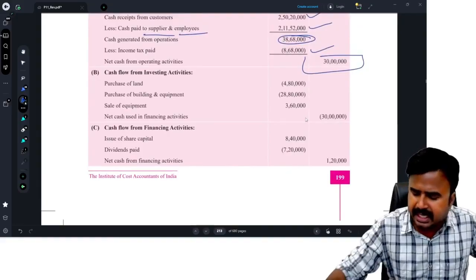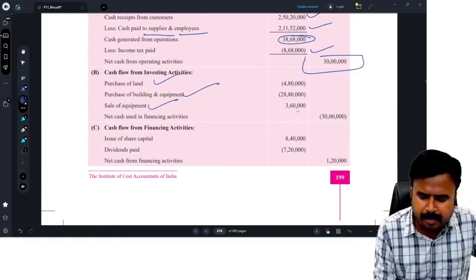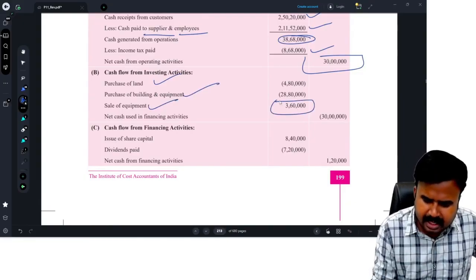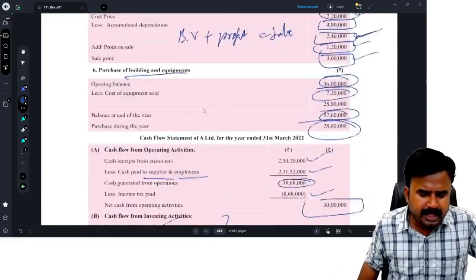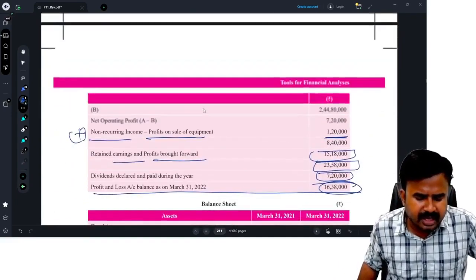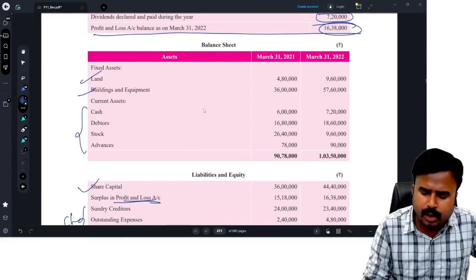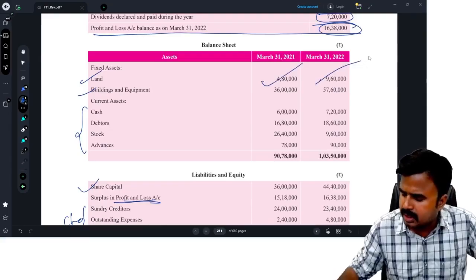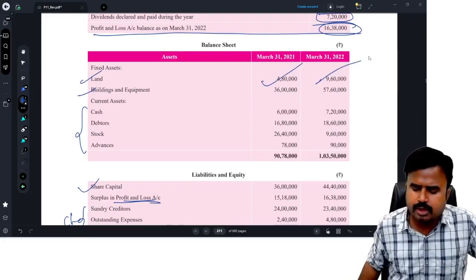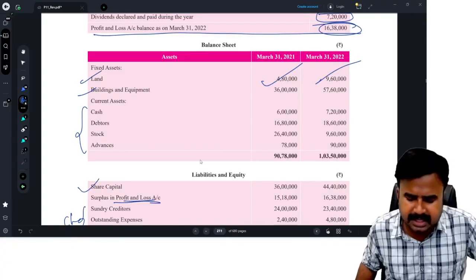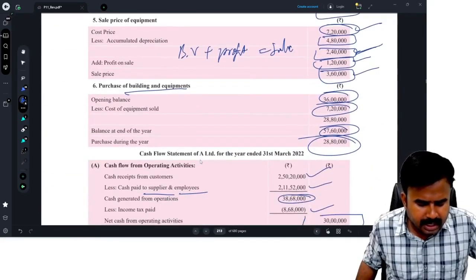Then investing activities. Purchase of land, purchase of building and equipment, sale of equipment for 3 lakh 60,000. So these are the only three transactions. We don't have any interest received and dividend received incomes. So how did you get purchase of land? Just look at the asset account. Land opening balance 4 lakh 80,000, closing balance 9 lakh 60,000. So your land balance has increased from 4 lakh 80,000 to 9 lakh 60,000. I'm assuming that such additional 4 lakh 80,000 is the purchase of land. Okay. Now that's your investing activity.